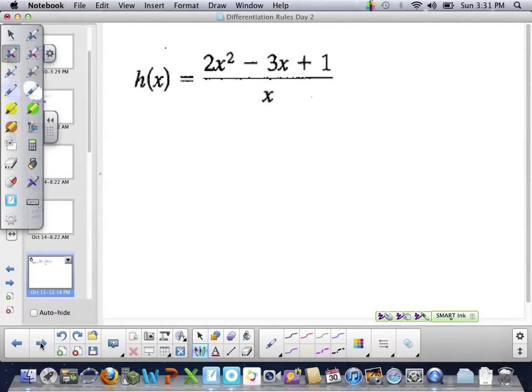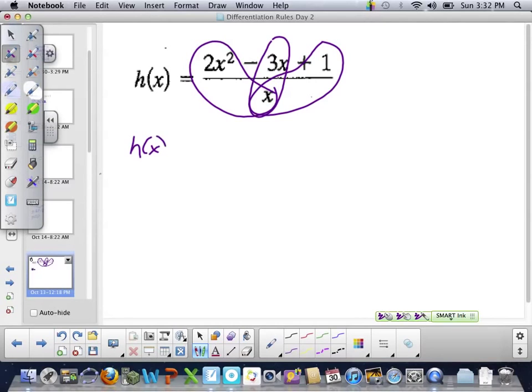Okay, this next one, this one's a new function. This one's a fraction. We got 3 things on top of our fraction and 1 thing on the bottom. Now what we do here, we have an addition subtraction problem at the top. We can rewrite this as 3 separate fractions, all with the common denominator. We can refer to it kind of as a 3 on 1. We got 3 separate terms all on top of 1. So we can split it. So h of x, we can rewrite it as 2x squared over x minus 3x over x plus 1 over x.